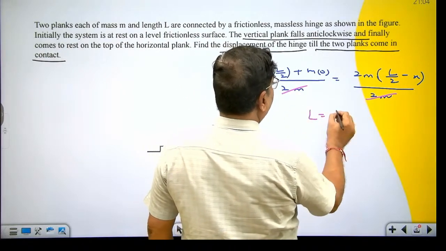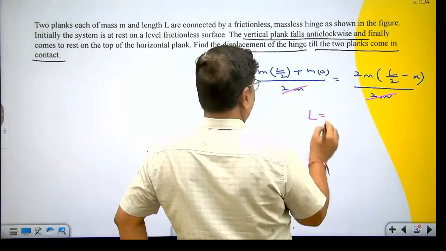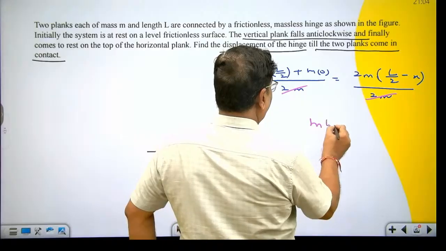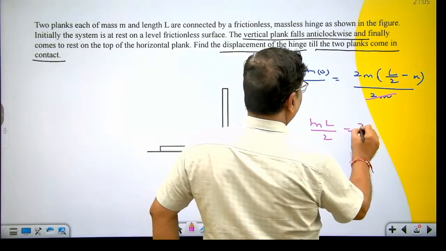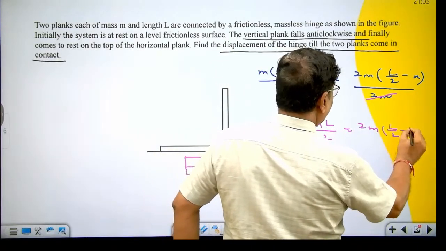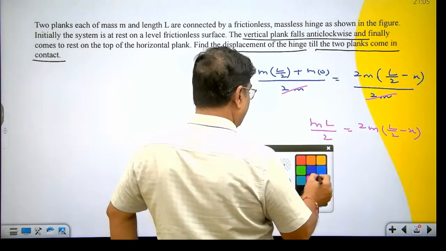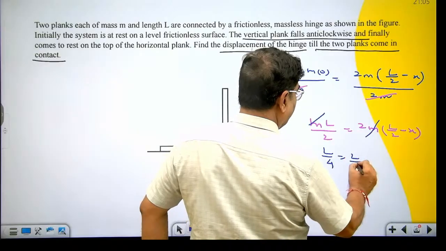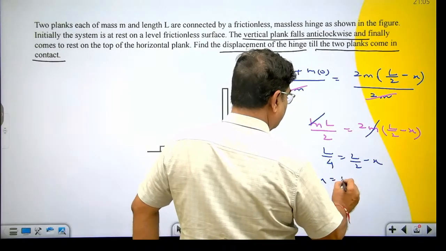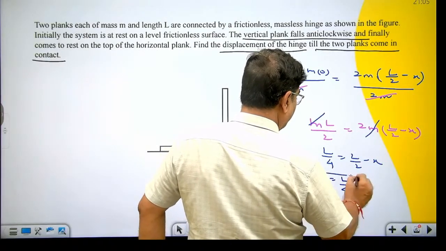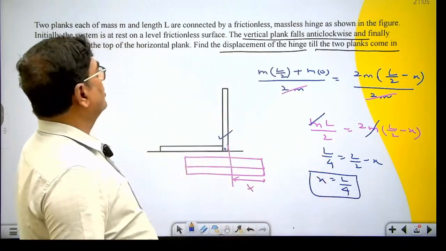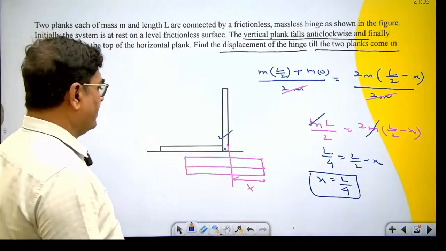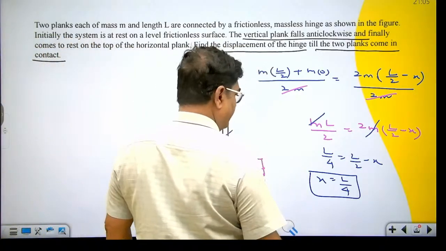If we solve the equation, after solving this, we will get mL by 2 equal to 2m times (L by 2 minus x). m will get cancelled. This is L by 4 equal to L by 2 minus x. So x is how much? x is L by 4. So dear student, displacement of the hinge till the two planks come in contact is L by 4. This is our correct and final answer.